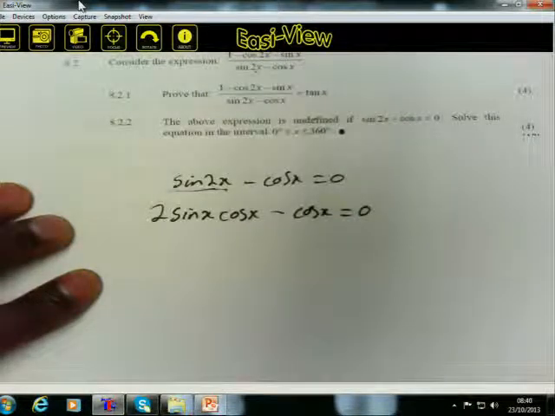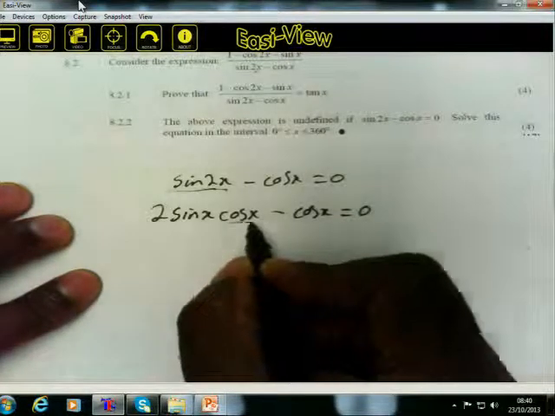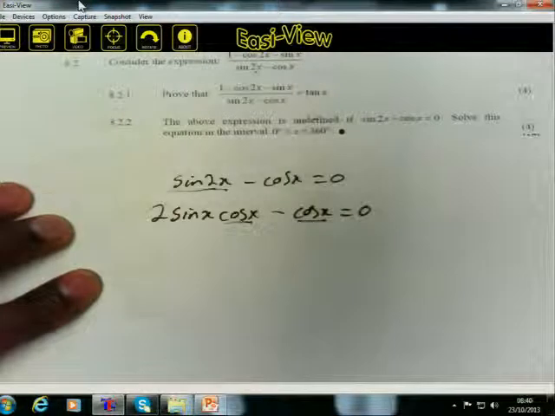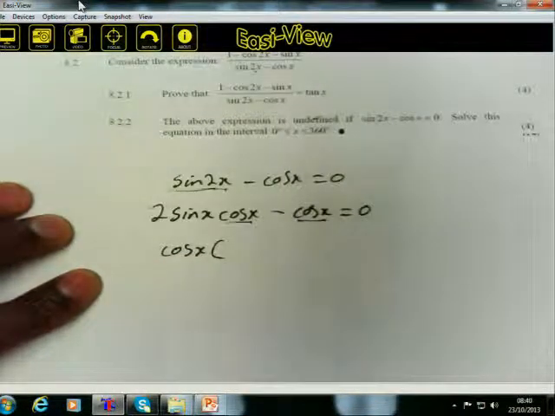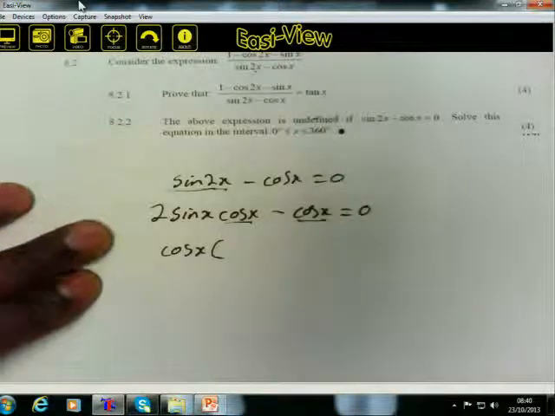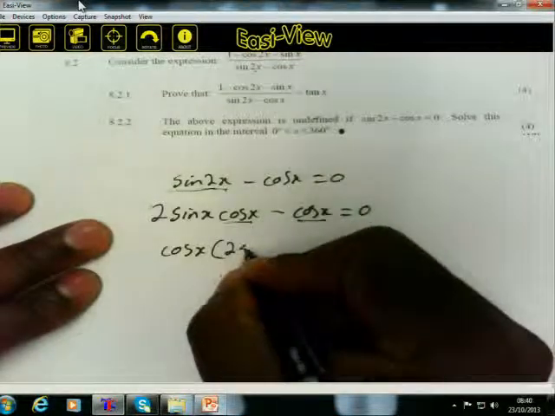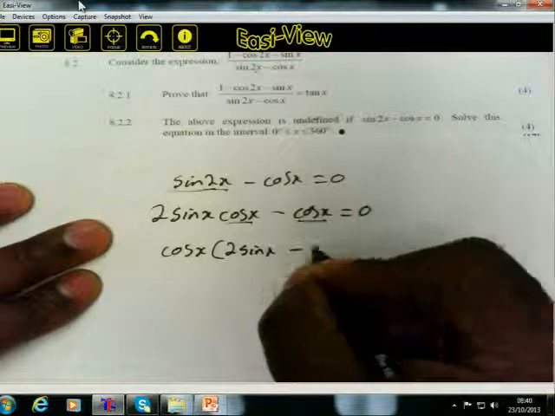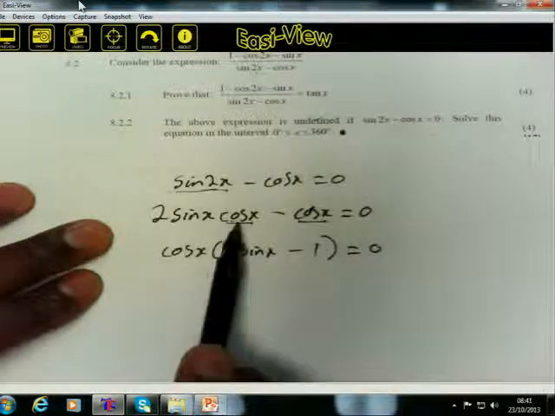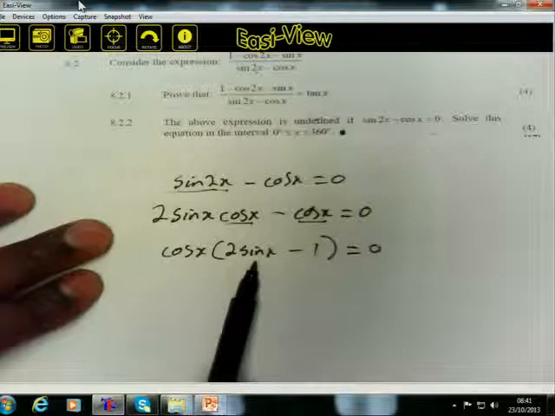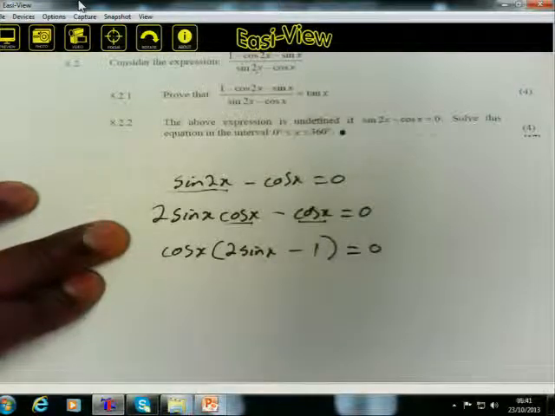Then let's take out cos as a common factor. You can see we have got cos there. We also have got cos x. So we need to take out the cos x as a common factor. If you take out cos x as a common factor, then you'll be left with 2 sine x minus 1. Remember what I said earlier. Take out a common factor. After taking out the common factor, you divide throughout by that common factor. So if you divide by cos x here, you'll be left with 2 sine x. You divide by cos x, you've got 1.